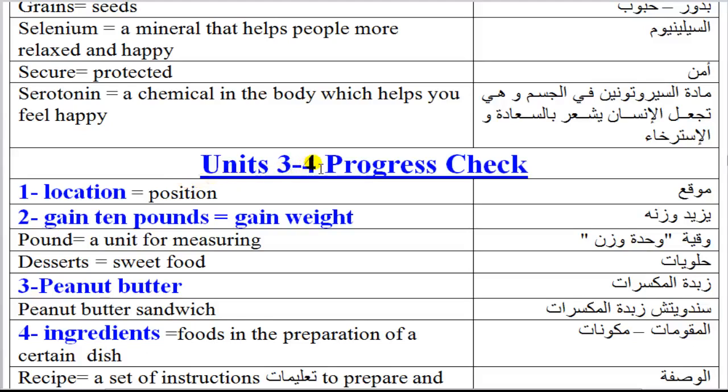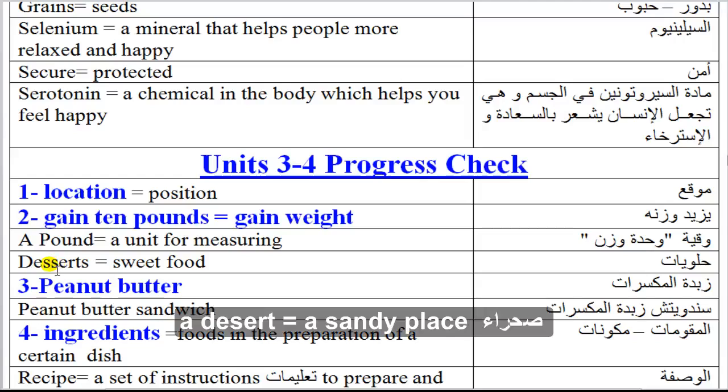Units 3-4 progress check. 1. Location, position. 2. Gain 10 pounds, gain weight. A pound, a unit for measuring. What is the difference between desert and dessert? Desert, a sandy place. Desserts, sweet food.